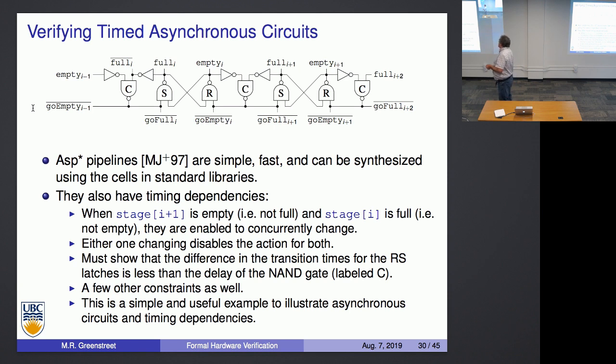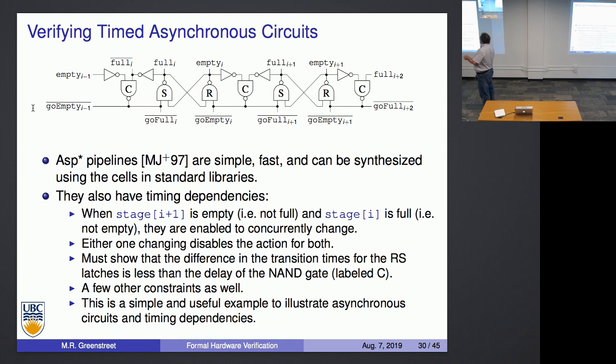Another cool one, timed asynchronous circuit. So here's a really cool, simple asynchronous pipeline. The basic operation is that every stage has an RS flip-flop indicating whether that stage is full or empty. If stage I is full, that would mean empty is false, and stage I plus 1, that means that its full signal is false.